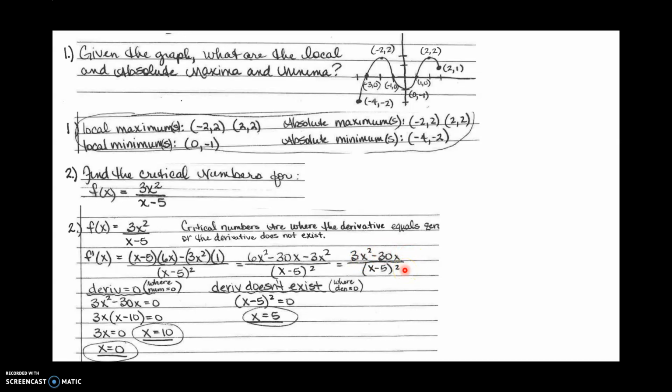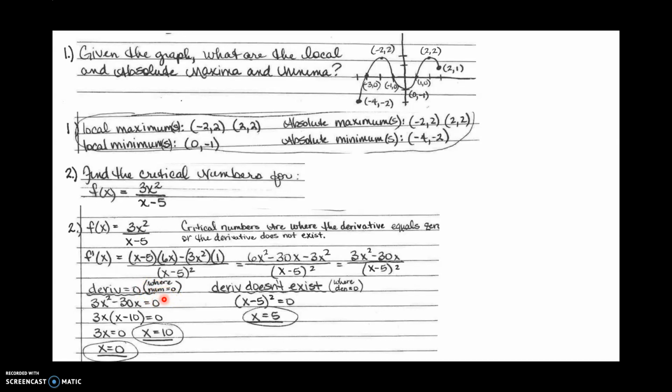So we said critical numbers are where the derivative equals 0 or where it doesn't exist. So where this fraction is going to equal 0 is where its numerator equals 0. The only way a fraction equals 0 is where the numerator is 0. So that's what we're going to do right here. We're going to set the numerator equal to 0 to find where the derivative is 0.